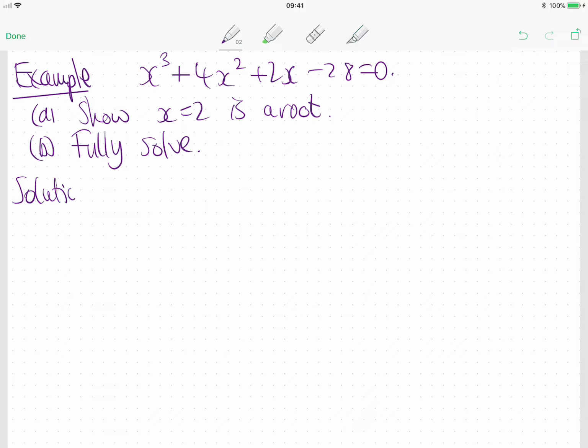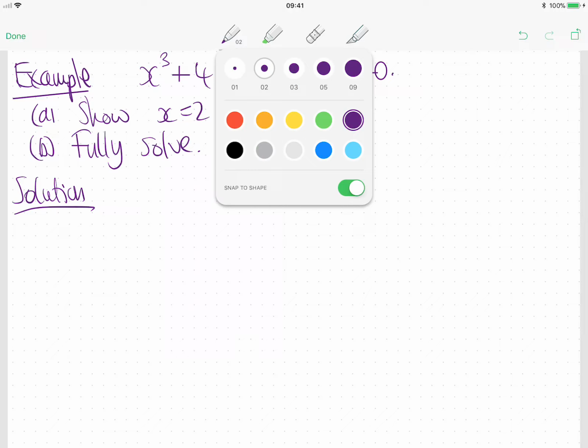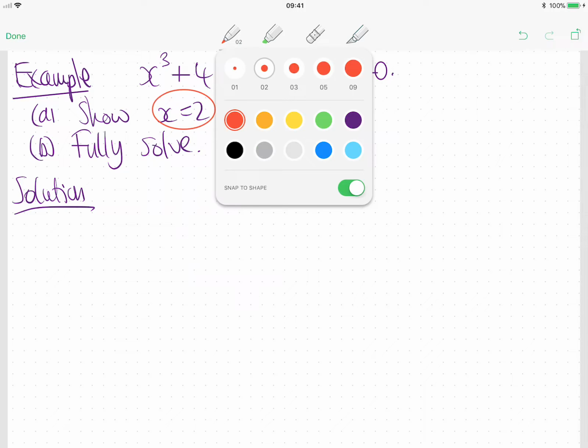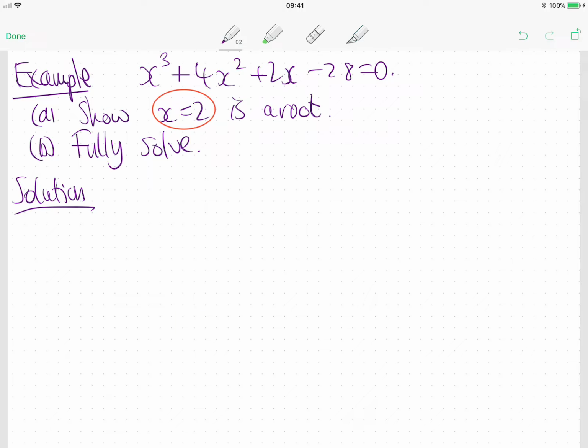Okay, so let's take a look at the steps. So the first thing to do is to show that x equals 2 is a root. So what does that mean? Well, if we put 2 into the left-hand side of this equation, we should get 0. If that's true, then x equals 2 is a root.